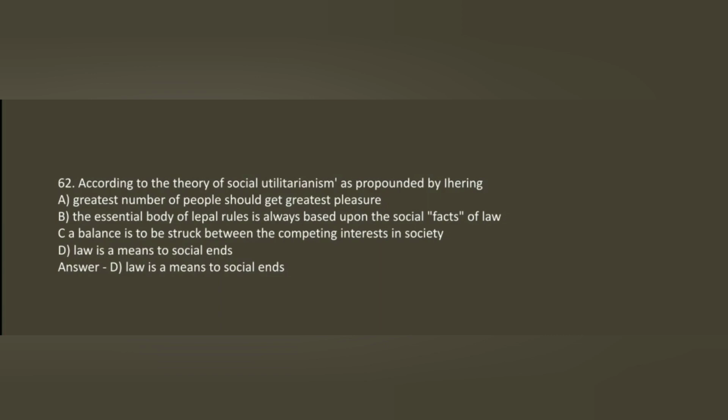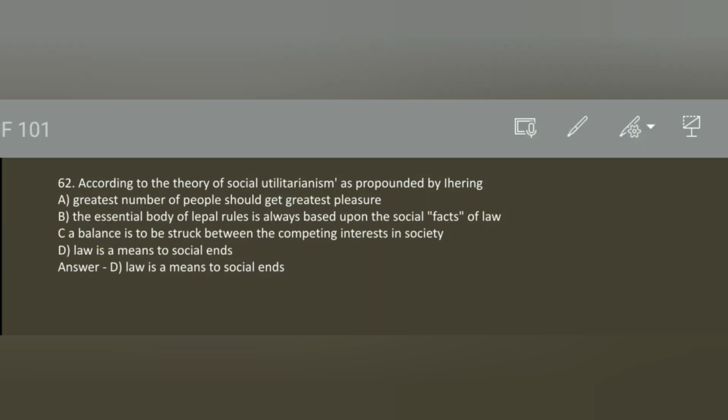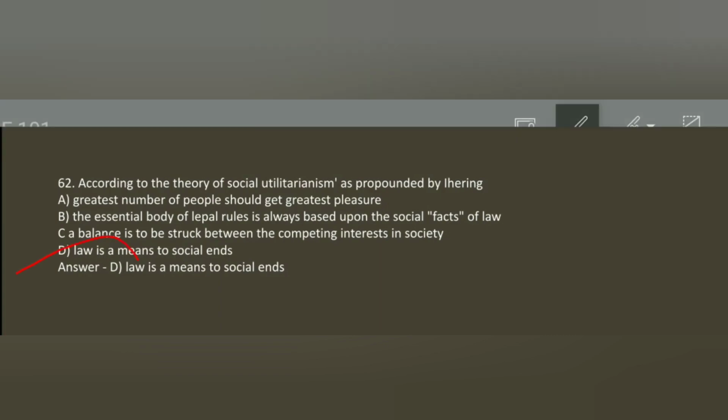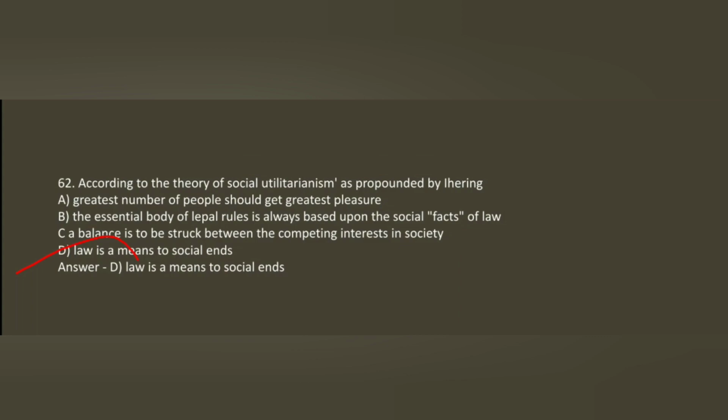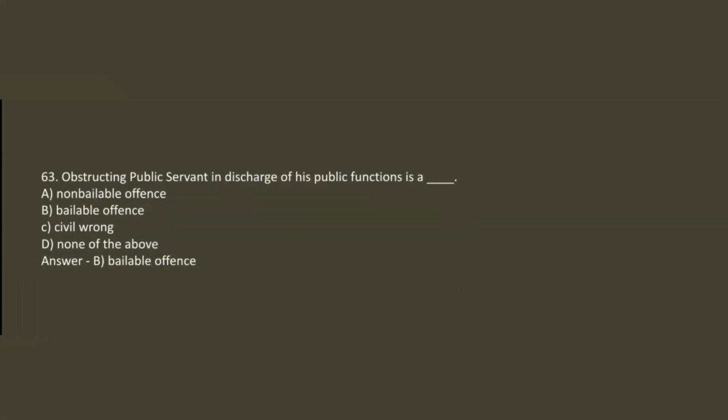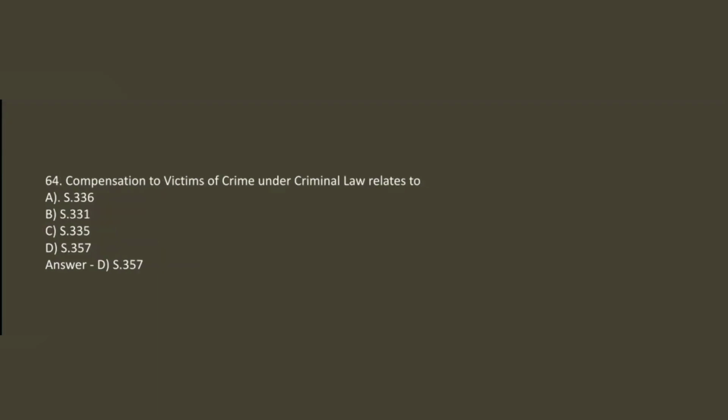Next question. According to the theory of social utilitarianism as propounded by Ihering, correct answer option D, law is a means to social ends. Next question. Obstructing a public servant in discharge of his public function is a? Correct answer option B, bailable offence.